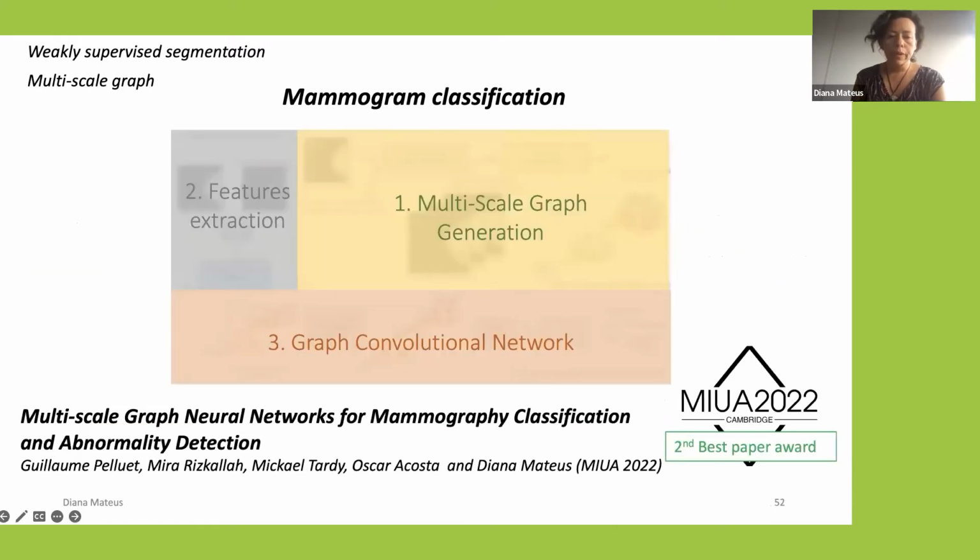Okay, so let's go a little bit into the different steps of the method. So we have first to build our graph, then to extract features for filling the graph, and then we just apply this graph convolutional network.